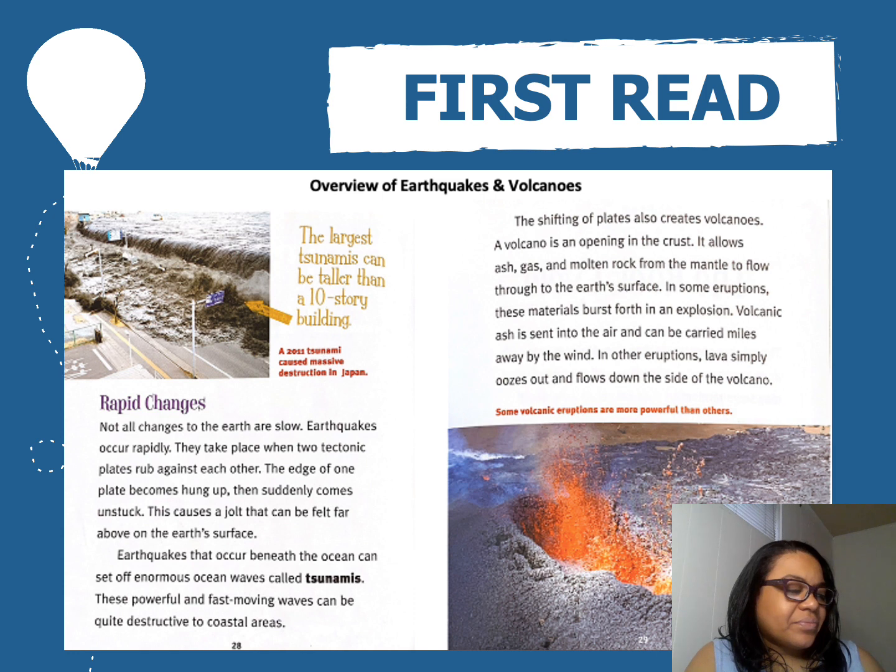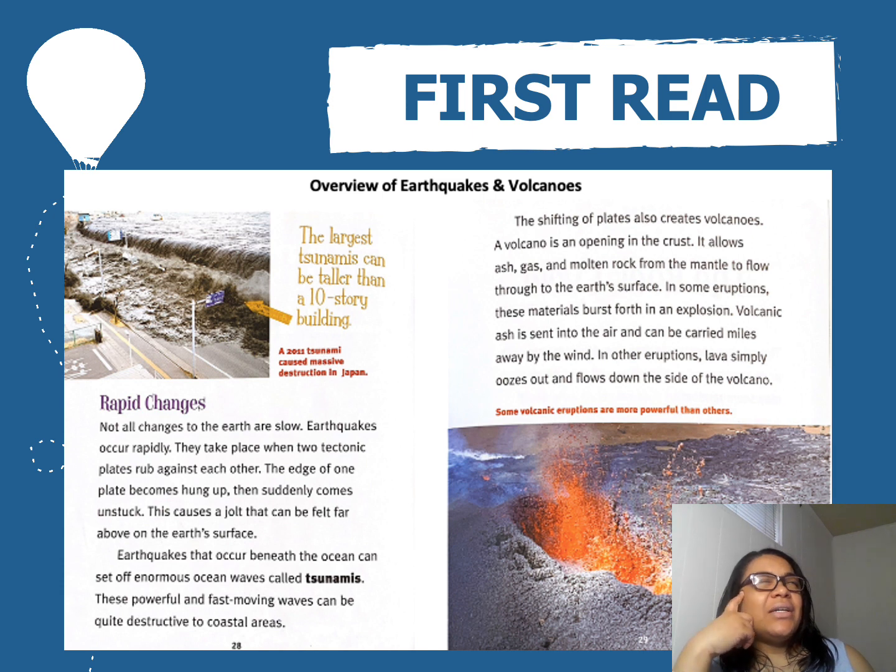Rapid changes. Not all changes to the earth are slow. Earthquakes occur rapidly. They take place when two tectonic plates rub up against each other. The edge of one plate becomes hung up, then suddenly becomes unstuck. This causes a jolt that can be felt far above the Earth's surface. Earthquakes that occur beneath the ocean can set off enormous ocean waves called tsunamis.